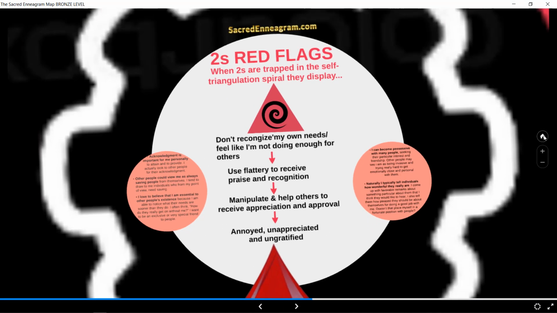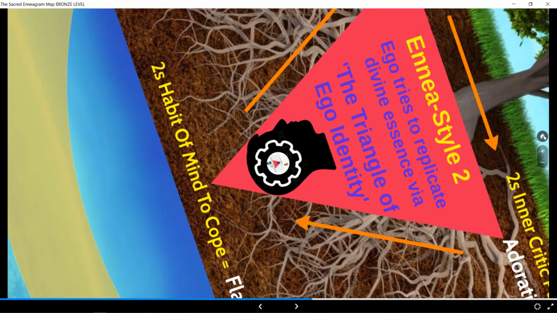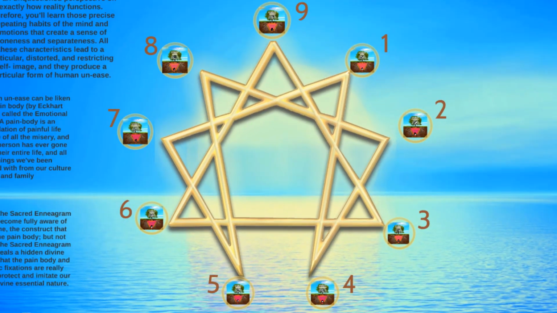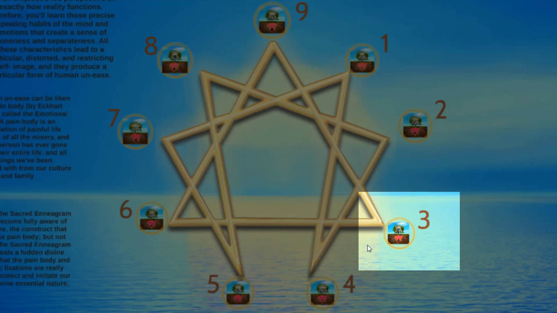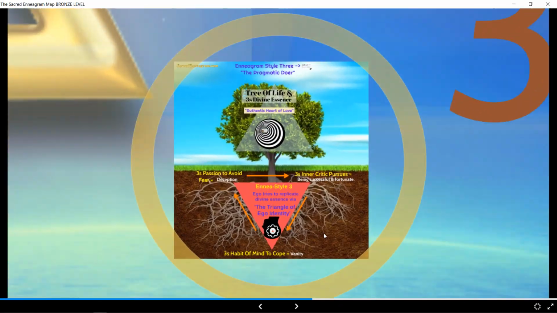So zooming out once again, and we'll go to Enneagram type 3 now. So I'm just quickly going through, giving you a brief snapshot of each of the Enneagram types from 1 through to 9. Right now we're up to Enneagram type 3.